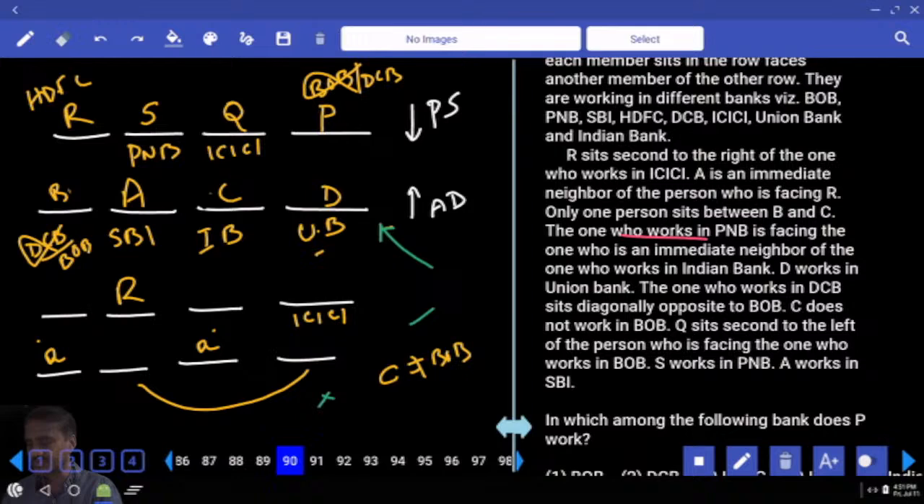And this is from 90 to 94. Then next, 95.